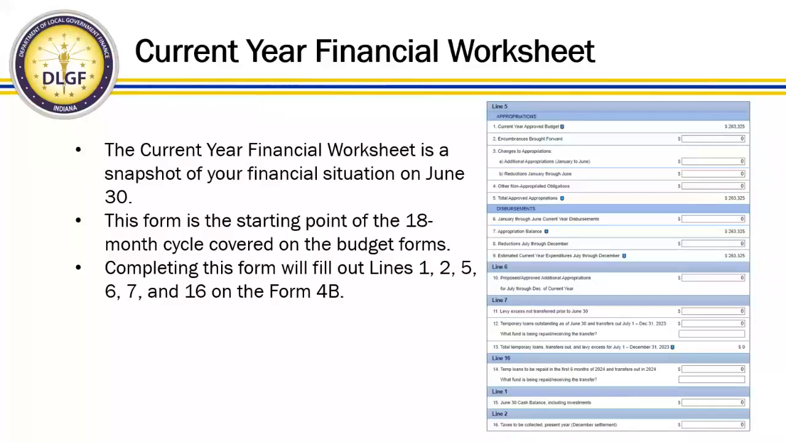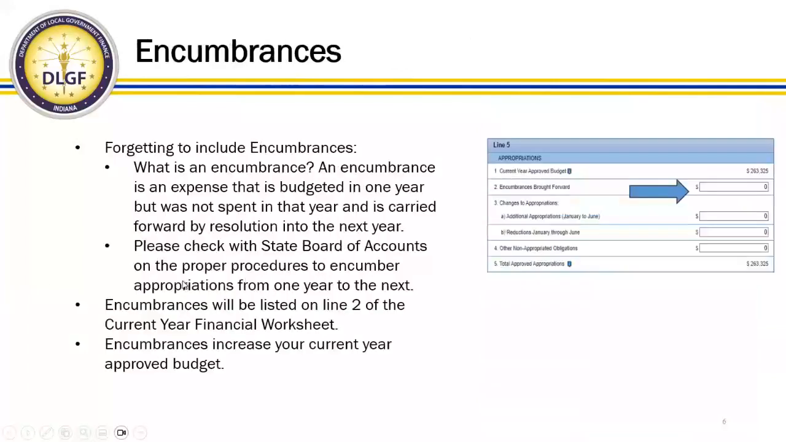Lines 7 and 16 on those blue headers are really more for transfers out or temporary loans. And then for the last 2 lines, we have your June 30th cash balance plus investments, and then line 2, taxes to be collected for the present year, for July through December. So there's a lot to unpack there. I will be honest that most of this does not apply to most people, but it's important to understand what these are. So let's go on to the next slide.